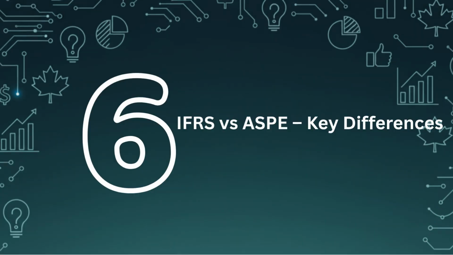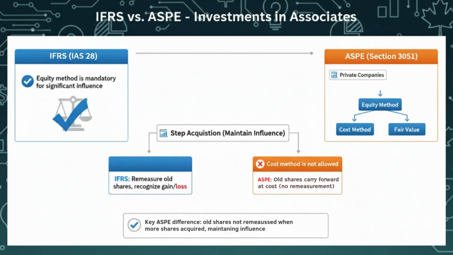Before we wrap up, let's highlight the key differences between IFRS and ASPE. Under IFRS, the equity method is mandatory, but under ASPE 3051, private companies have a choice: equity method or cost method. If the shares are publicly traded, then it's either equity method or fair value. One key ASPE difference: when more shares are acquired but you still have significant influence, the old shares are not remeasured. They just carry forward at cost.